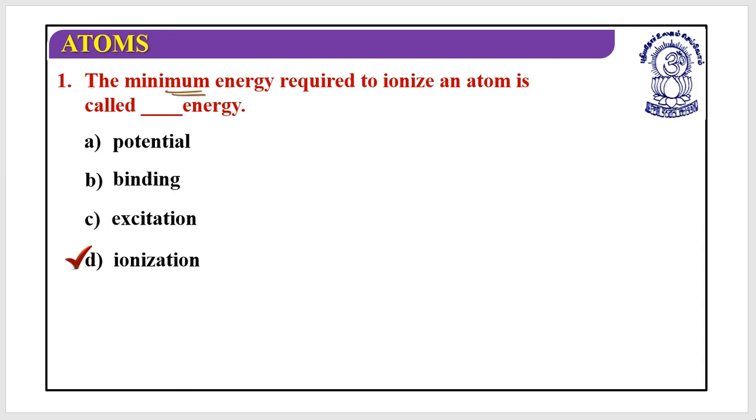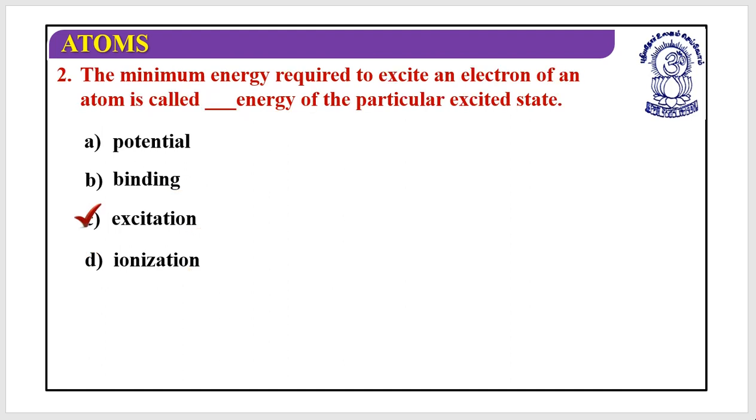The question says the minimum energy required to ionize an atom is known as the potential energy, binding energy, excitation energy, ionization energy. Yes, this is the correct answer. It is the minimum energy required to ionize an atom. That is what we call ionization energy.